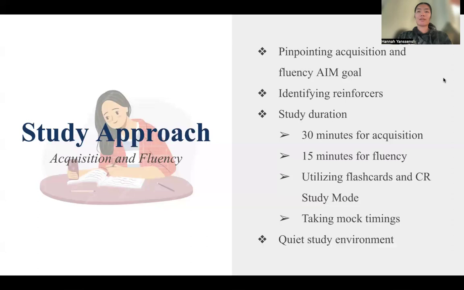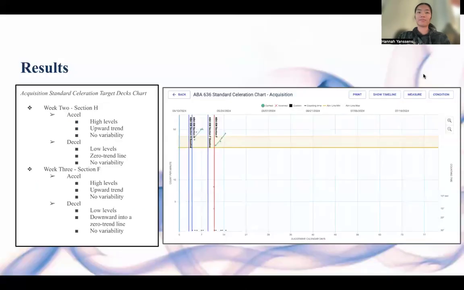My study approach includes pinpointing acquisition and fluency aim goals each week, and then identifying different reinforcers to rotate out to avoid satiation. My study duration includes 30 minutes for acquisition and 15 minutes for fluency. And within that study period, I utilize flashcards in the CR study mode, and I also take mock timings before taking 5 initial acquisition timings and 3 fluency timings, and then I will enter that data into the CR app. And I also study in quiet environments like the library.